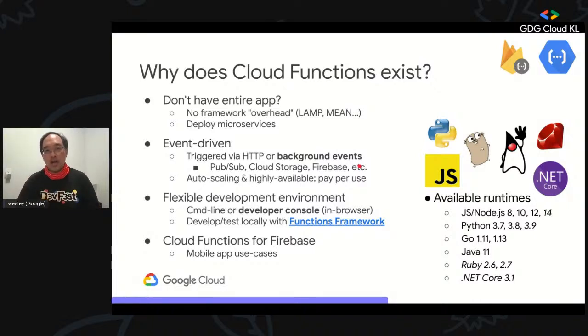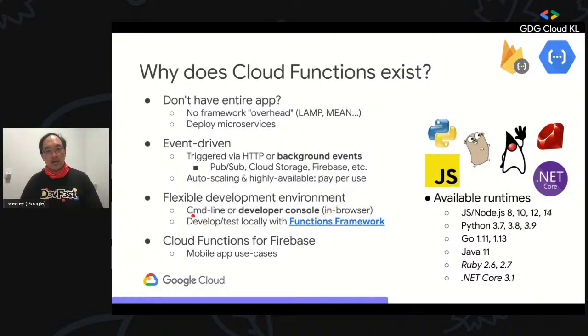But in Cloud Functions, I could say, hey, if I get a message through Cloud PubSub, which is our message queue service, it's kind of like Kafka, if you've ever used that before, or maybe somebody uploaded a file to a cloud storage bucket, or maybe somebody logged into Firebase, I can make Cloud Functions run based on those events, okay? So that's cool. And like App Engine, it auto scales and it's pay per use and all that kind of stuff.